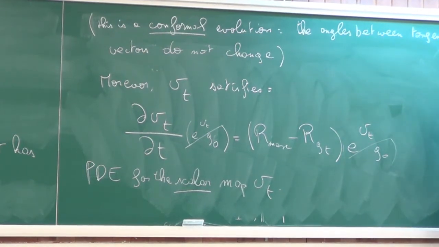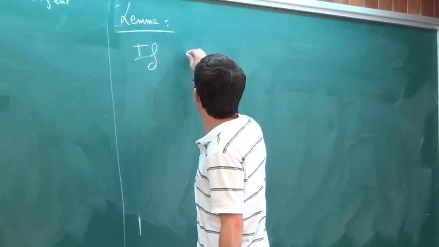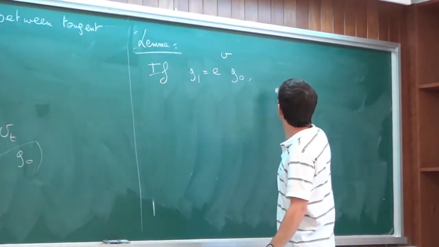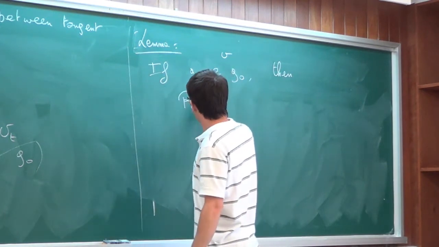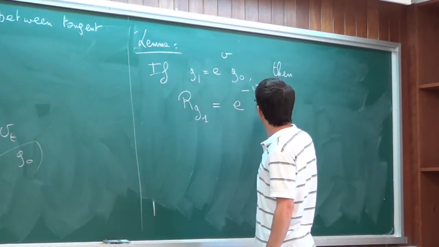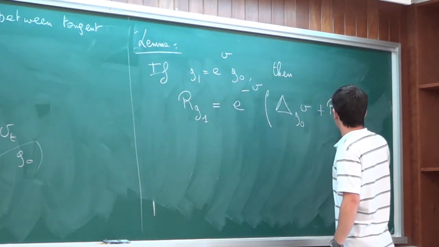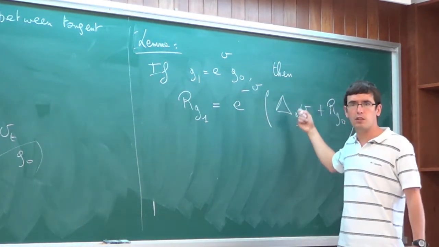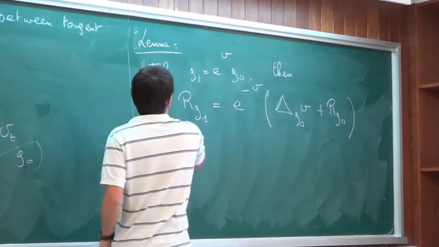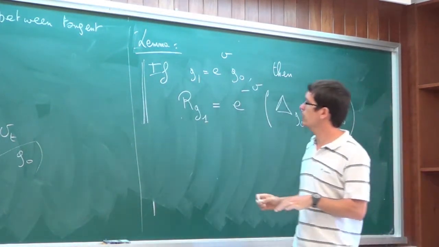Given by the following lemma. If you have two metrics which are related at exponential v g0, then you can relate the curvature g1 is exponential minus v times Laplacian for g0 of v plus r g0. So remember, I explained to you yesterday what was the Laplacian. It's something like the sum of the second derivatives, but it's rather related to the metric. So you see this curvature for the new metric is just given by the old one plus some terms which are taken over. Okay.